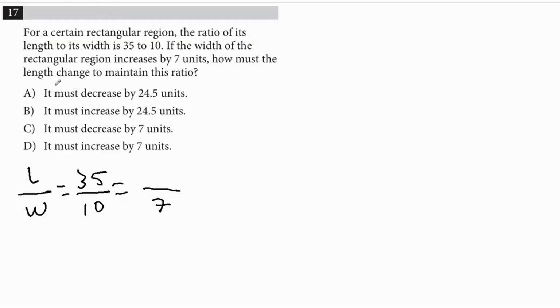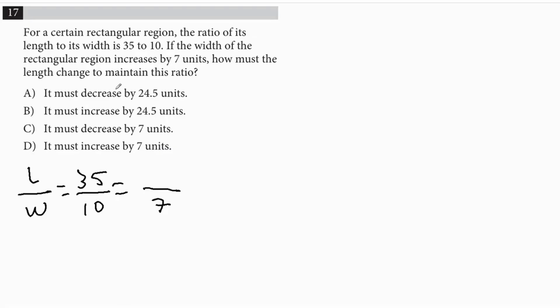How must the length change to maintain this ratio? Now, again, it increases, not decreases. That could be the second mistake that a lot of students would make. They misread that, thinking it might say decrease. Understandable, but that's what the SAT is kind of looking for. It's like, how careful are you with these things?